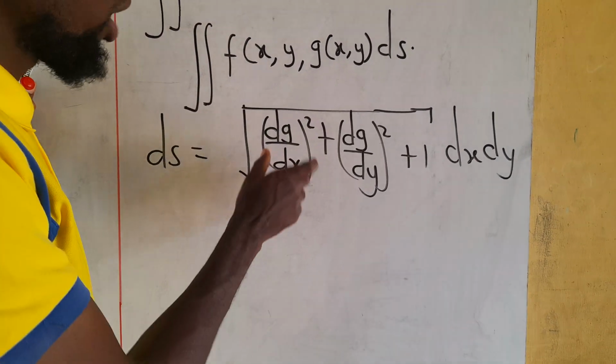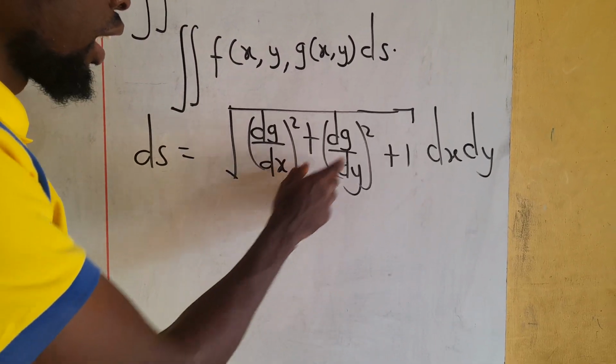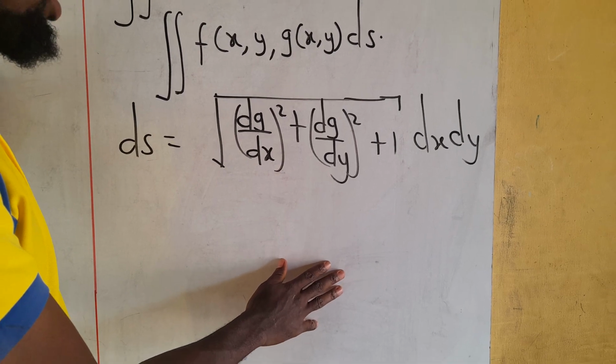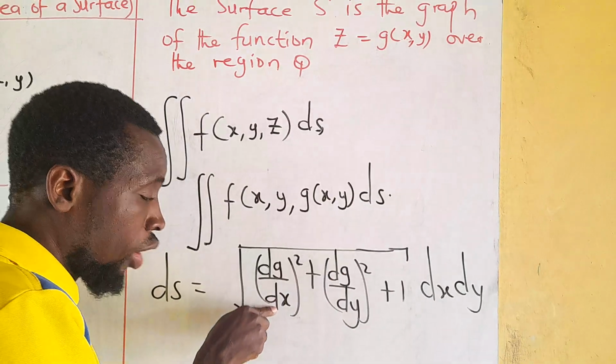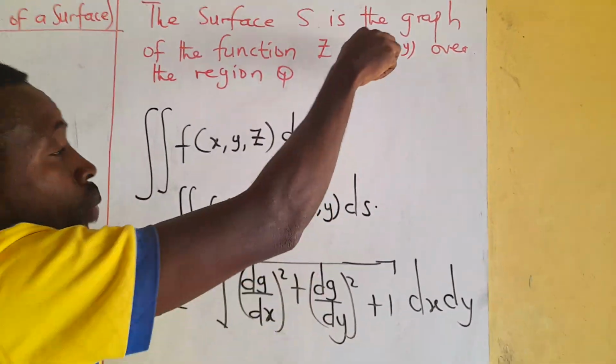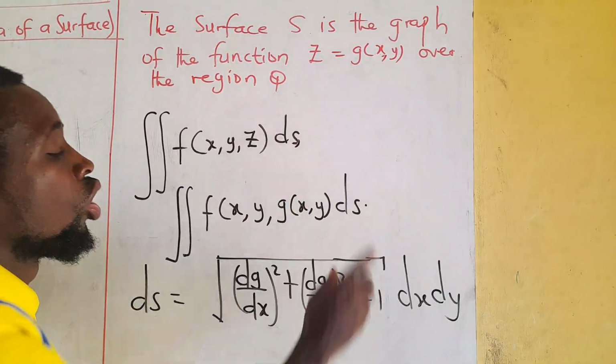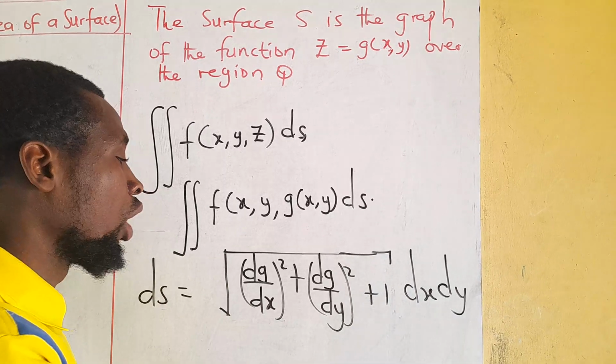Now, where do we get this dg dx and dg dy from? It is just the partial differentiation of this function with respect to x for this, then the partial differentiation of the same function with respect to y. I hope you get that.